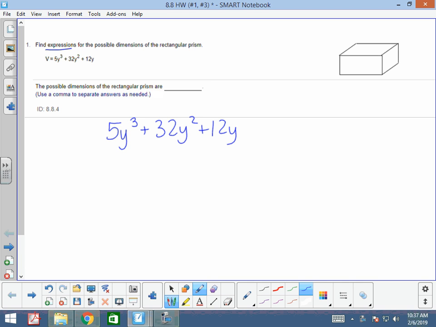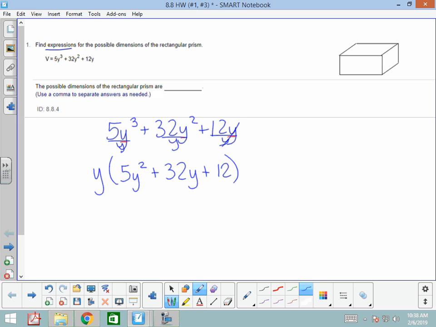So first we can factor out a GCF. They each have a y as part of their term. So the y with the smallest exponent is y. So I'm going to factor out a y. So I'm dividing each term by y. And so that will be 5y squared. Remember, we're subtracting the exponents. Plus 32y plus 12, since that y cancels out.